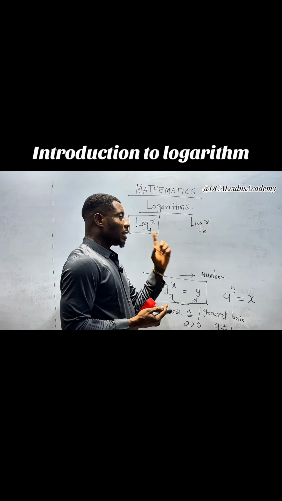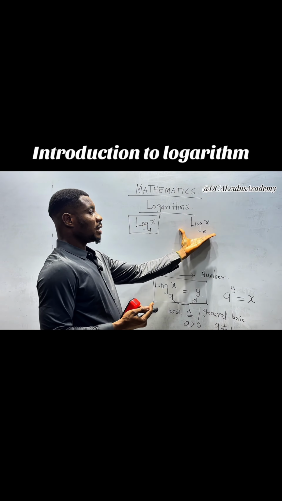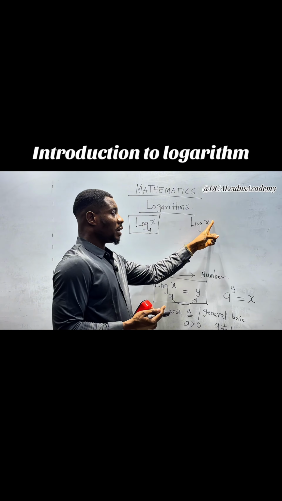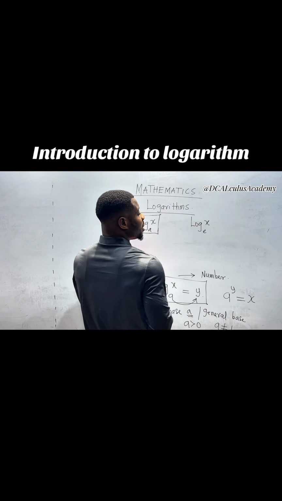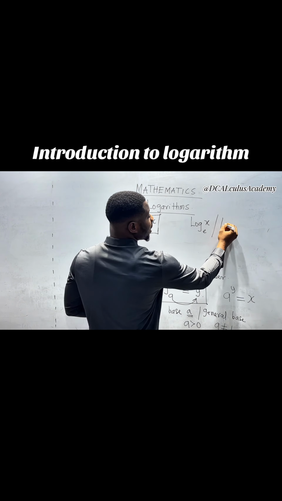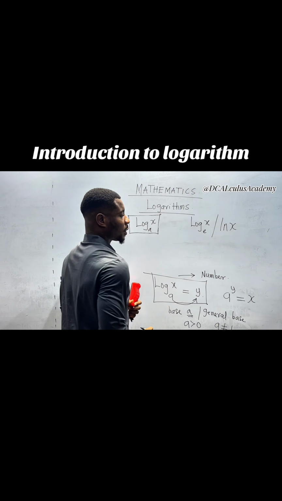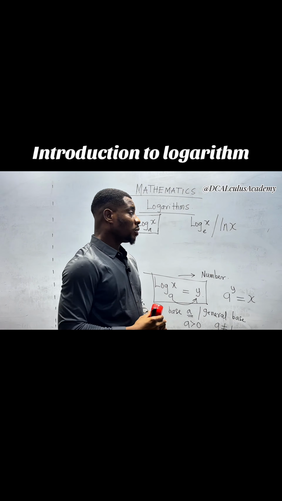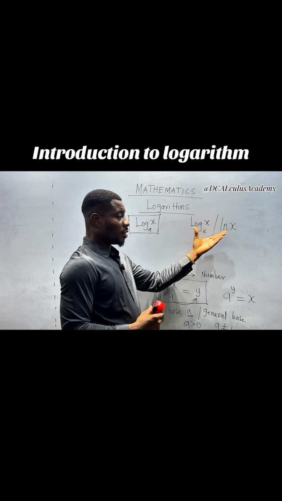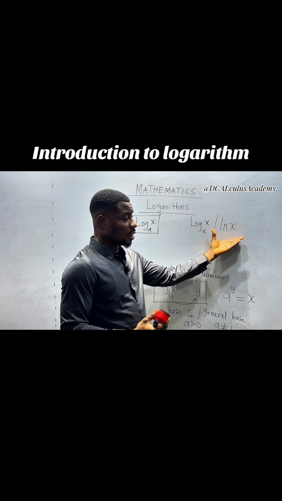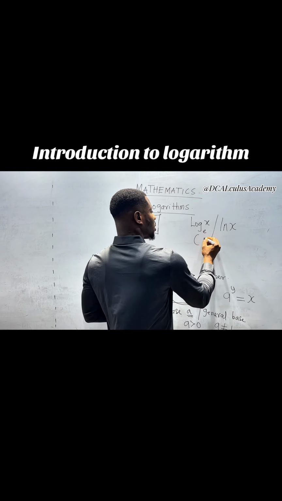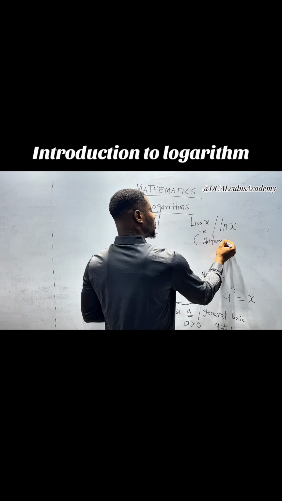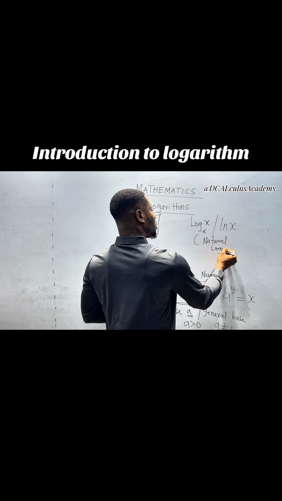All right. Now, there's another form of logarithm, that is log of a number to a base e. This could also be written as ln x. So, in your calculations, anytime you see this or this, they actually mean the same thing. They are called natural logarithms.